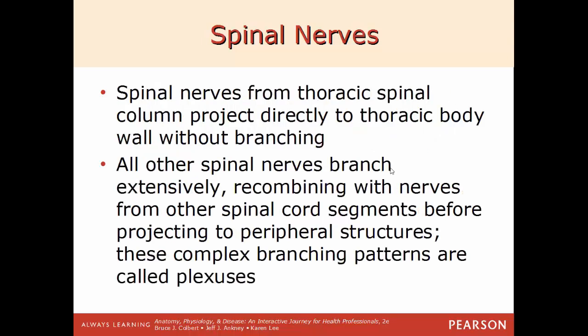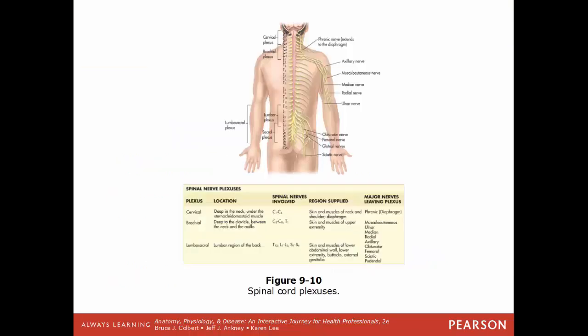Now, spinal nerves of the thoracic spinal column project directly into the thoracic body wall without branching. Now, other spinal nerves will branch extensively, recombining with nerves from other spinal cord segments before projecting into a peripheral structure. And these complex branching patterns are called plexuses, or a plexus is the singular form. For example, you have the cervical plexus, brachial plexus, and lumbosacral plexus.